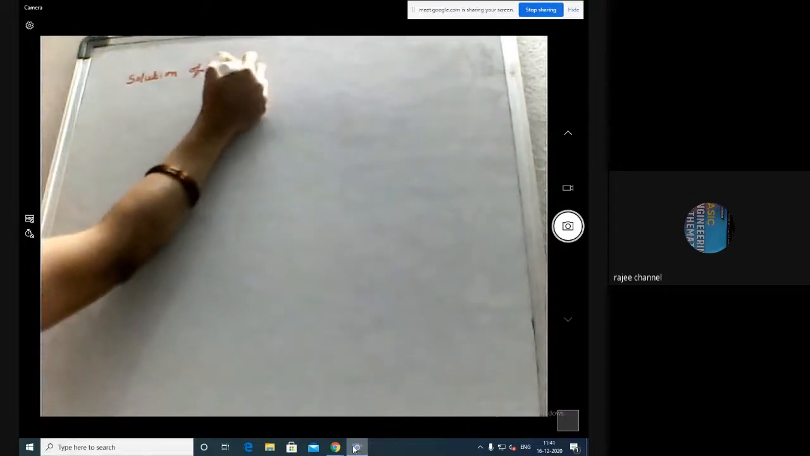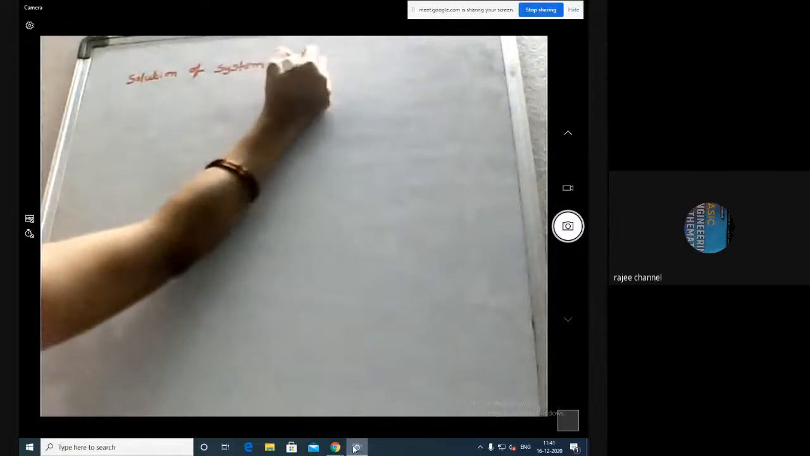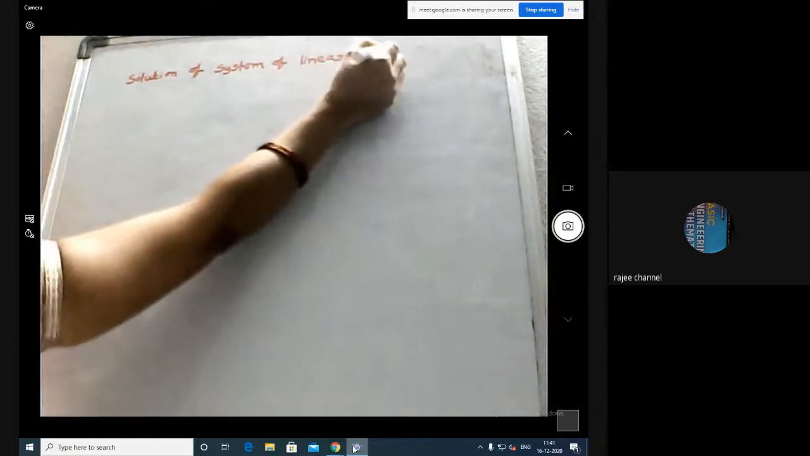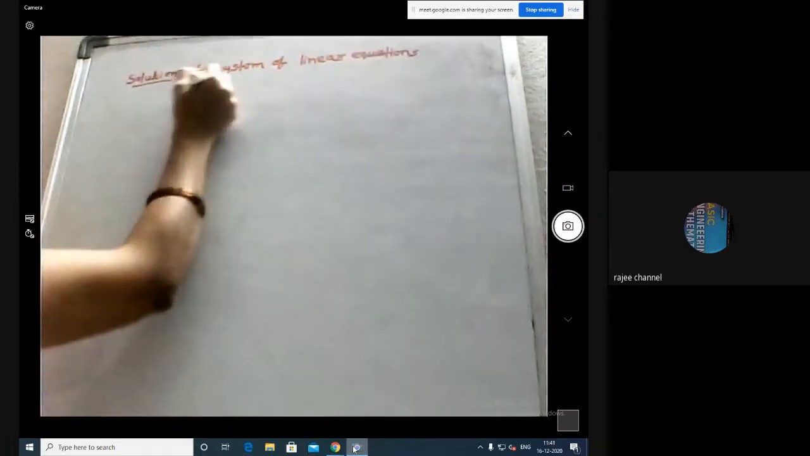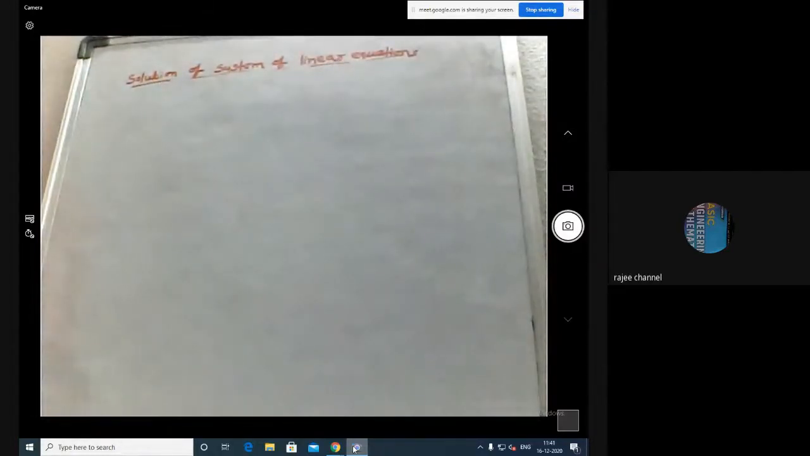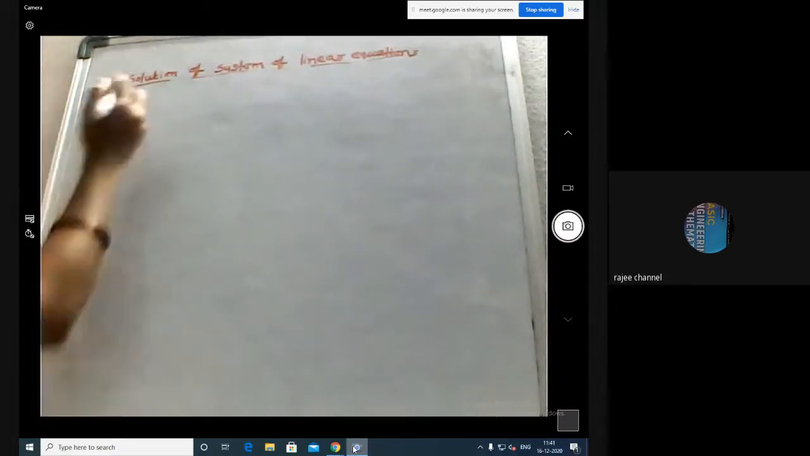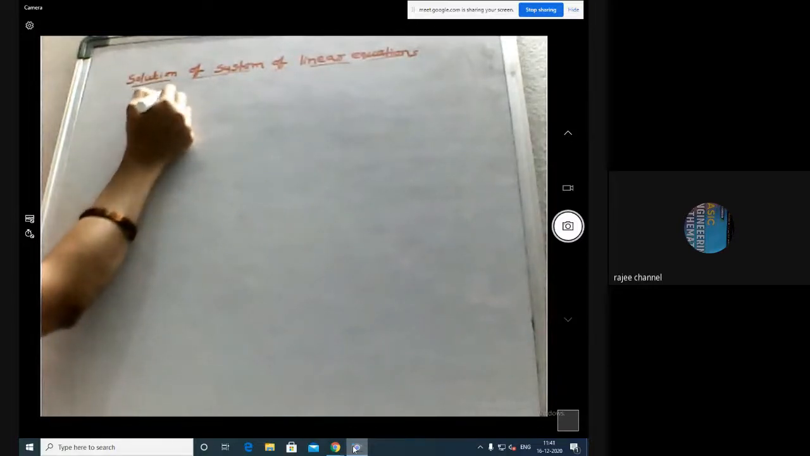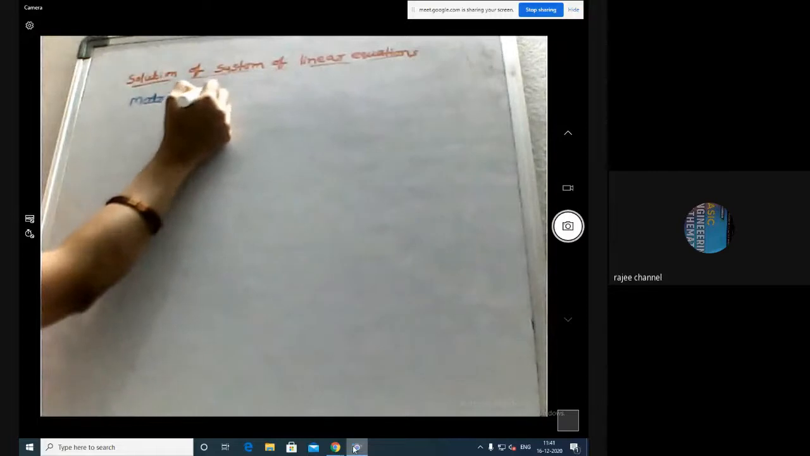System of linear equations. Solution of system of linear equations. So, in this first method is the matrix inversion method.